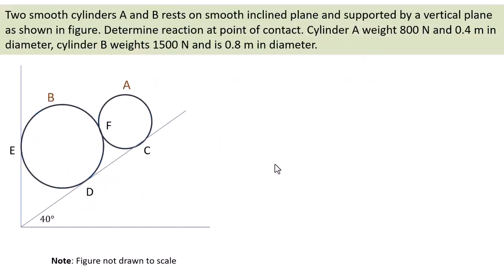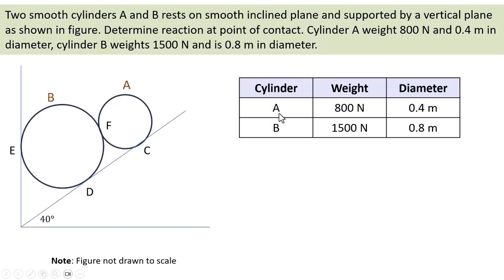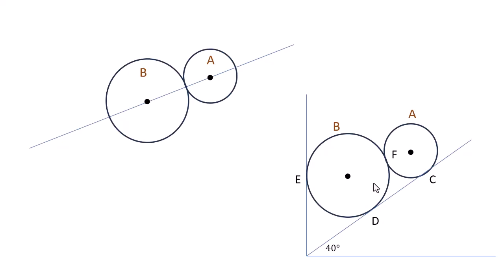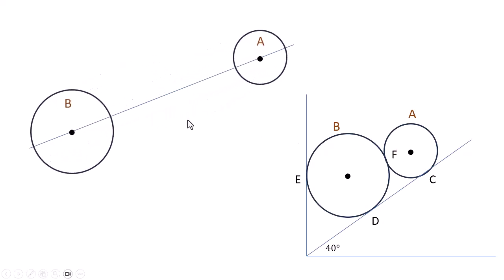First, write down the given data, and this is the given data here for cylinder A and cylinder B. Now look at the contact points where reaction forces are developed. Point E provides horizontal wall reactions. Point D and point C provide inclined surface reactions. And point F gives a contact reaction along the line joining the centers of the cylinders. Just look at the animation shown here.